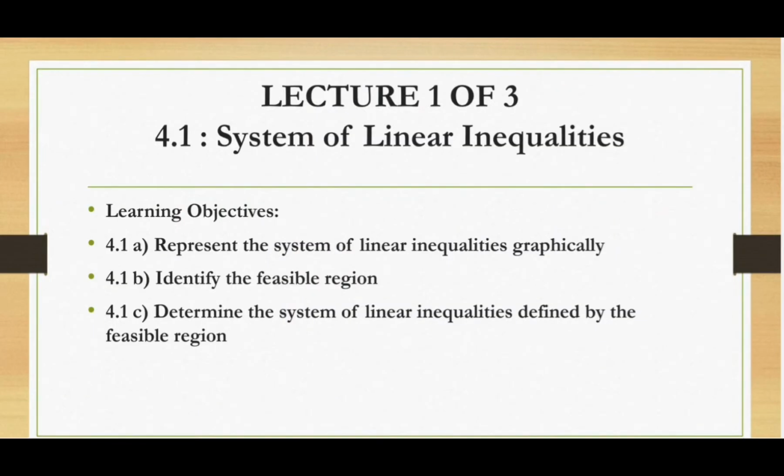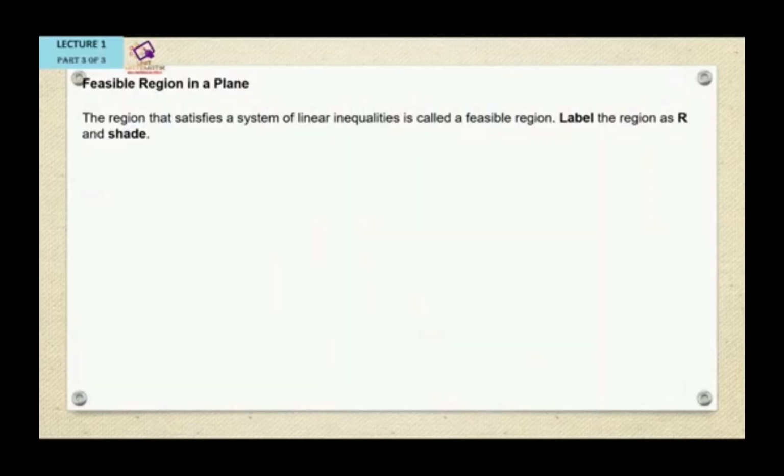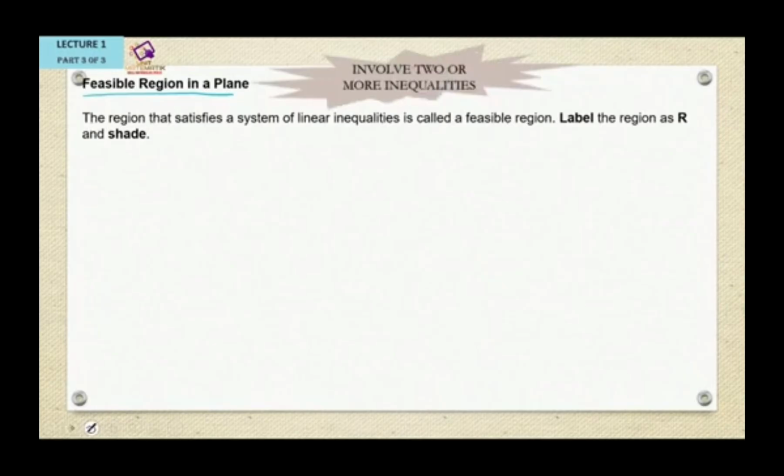In this video, we are going to discuss 4.1b, how to identify the feasible region. Now, let's look at the feasible region in a plane. What does it mean by feasible region in a plane? It means that it involves two or more inequalities. The region that satisfies a system of linear inequalities is called a feasible region.